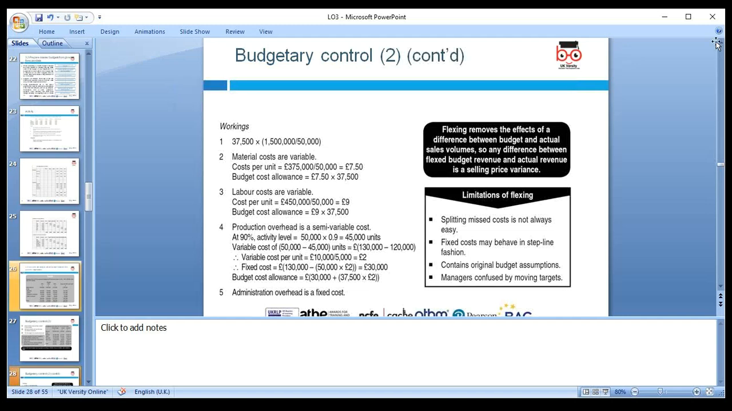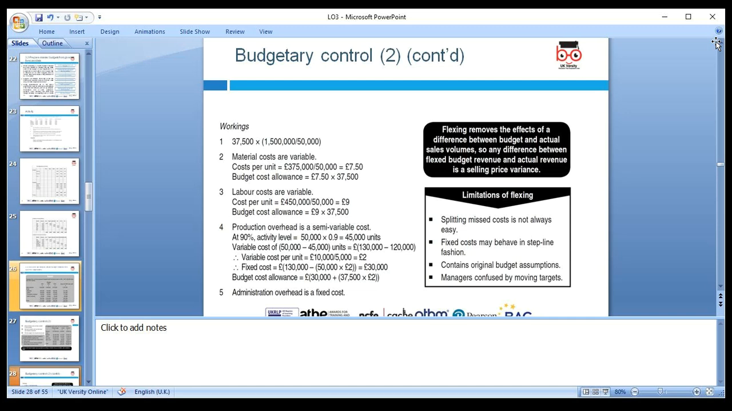If we go through the next step, here we've been given 37,500. Yes. So first we've been given 100%, which is 1,500,000 divided by 50,000, because 1,500,000 divided by 50,000 means we sold at £30 each unit. Then you do 30 times 37,500. That gives you 112,500.